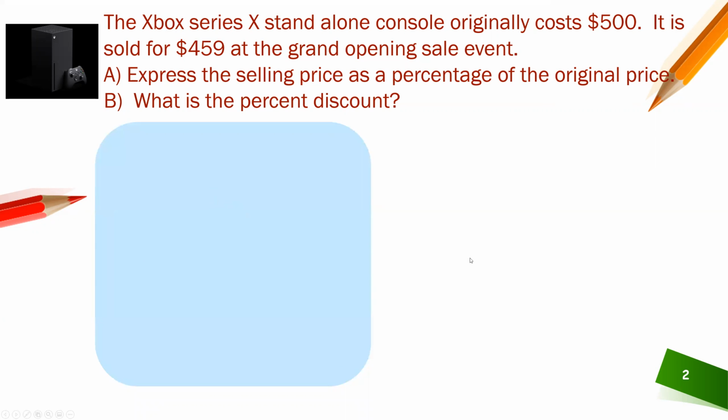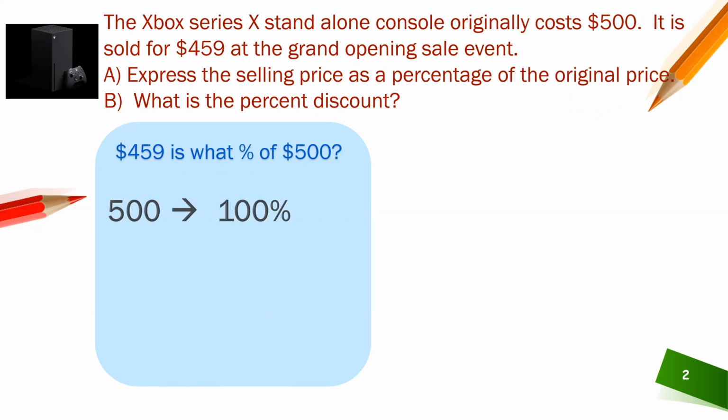Part A, we are talking about $459 as our sale price in relation to the 500. So we are asking, what is $459 as a percent of 500? So percent of 500, that means $500 is your reference point, and so 500 is 100%.